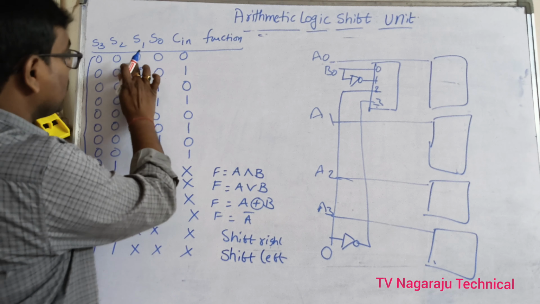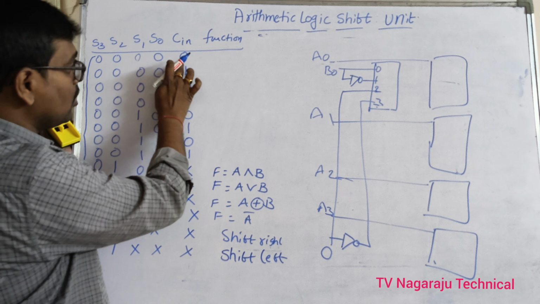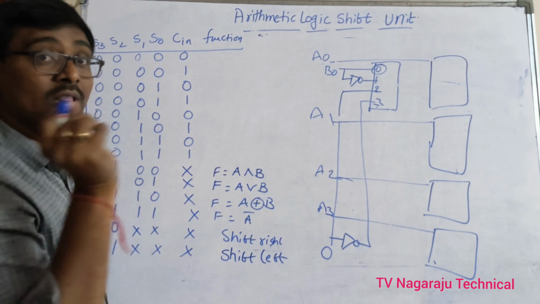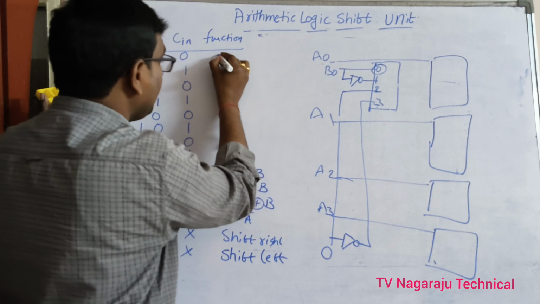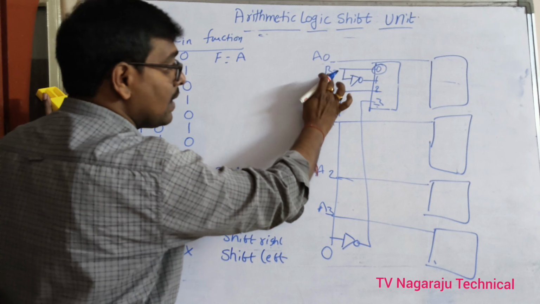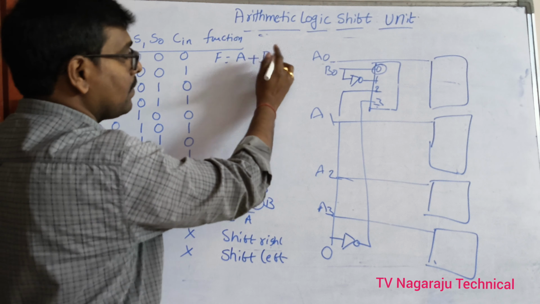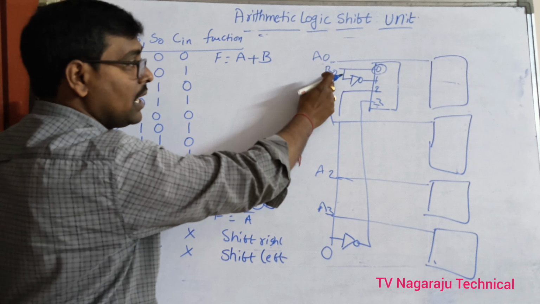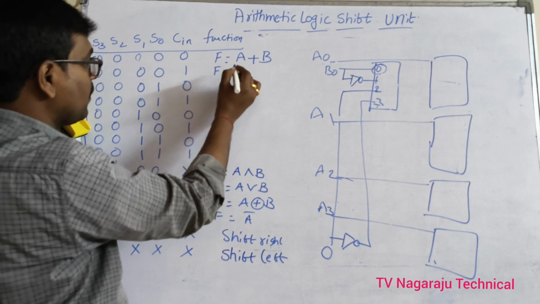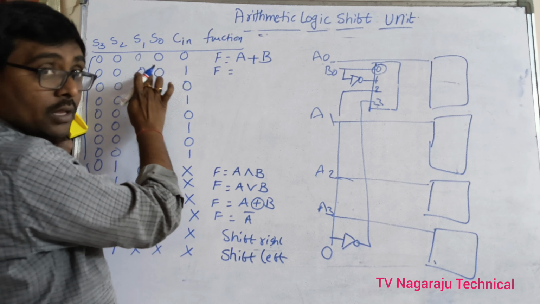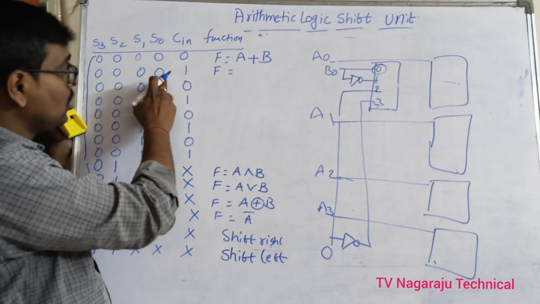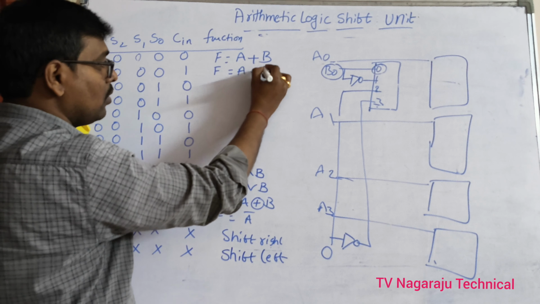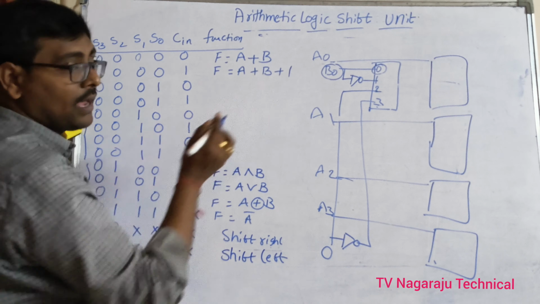According to this, write 0, 0, 0, 0 and carry is 0. If 0, 0, it means we are selecting the 0th input. A is directly connected, and the input is directly B. If the carry is 0 and we are selecting the 0th position, at the 0th position I have B, so F is equal to A plus B. If my selection lines are 0, 0, my input is B, obviously. Here I have a carry.